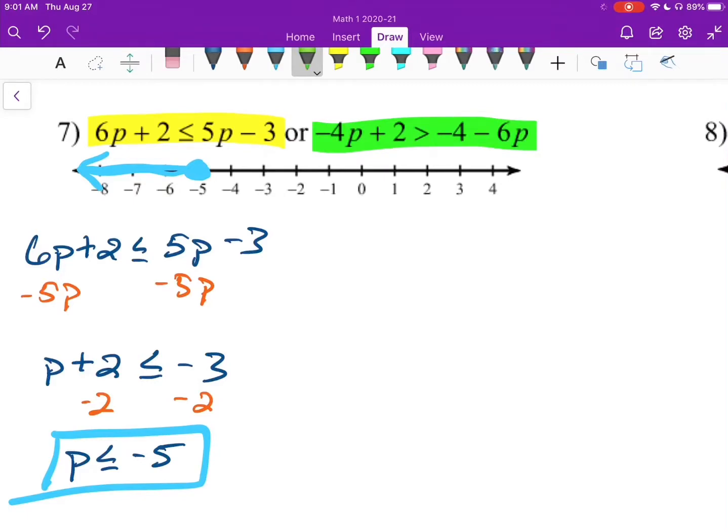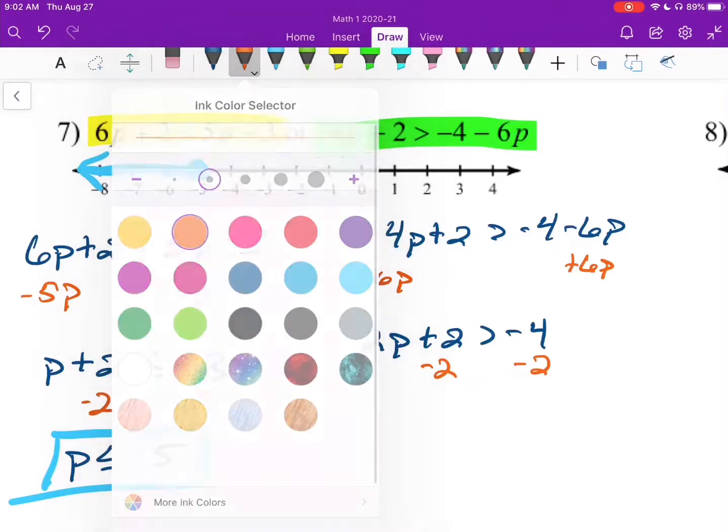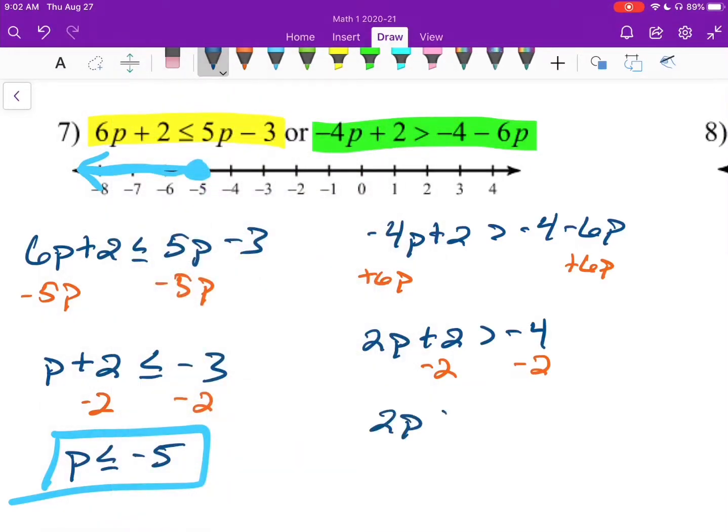All right, for the second one, we're going to have negative 4p plus 2 is greater than negative 4 minus 6p. I'm going to put my p's on the left, so I'll add 6p to both sides. 2p plus 2 is greater than negative 4. I'll subtract 2 from both sides, and I get 2p is greater than negative 6. I divide by 2 on both sides. P is greater than negative 3.